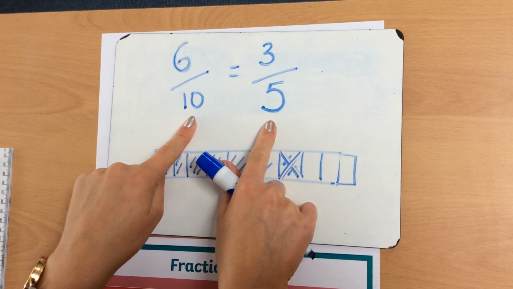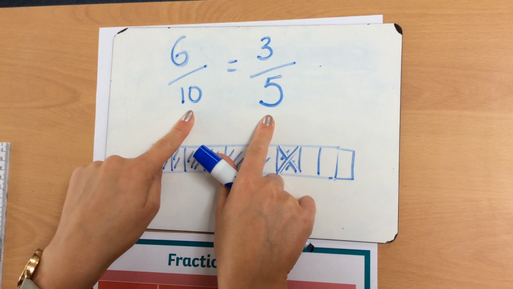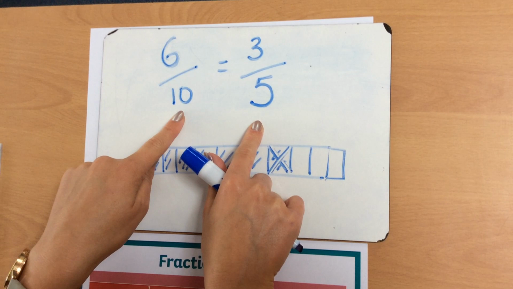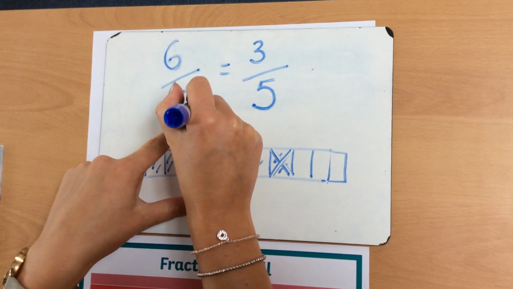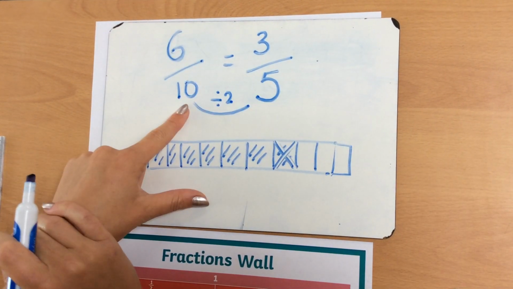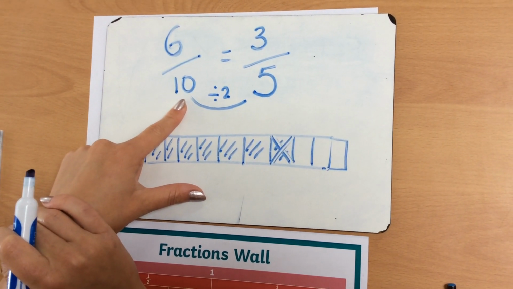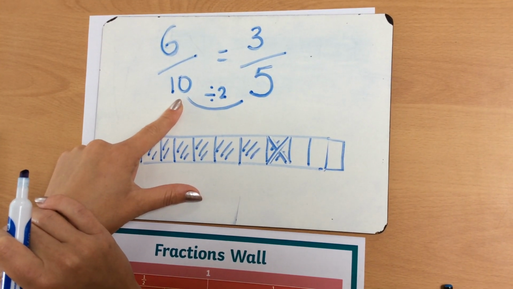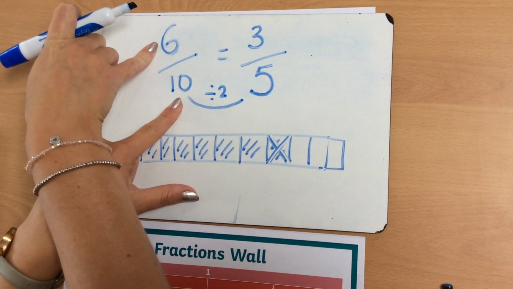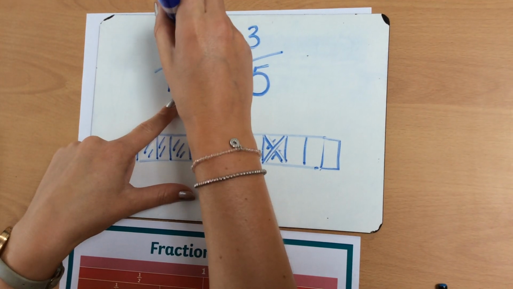What is similar about these two denominators? What patterns can you spot? Well, 5 is half of 10. So I've had to divide it by 2 to get to 5. So remember what I said last week, what you do to the bottom, you have to do to the top. Can you divide 6 by 2? Well, yeah, half of 6 is 3.